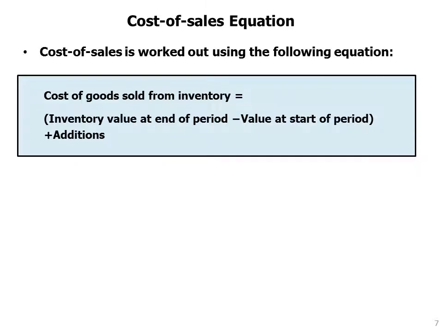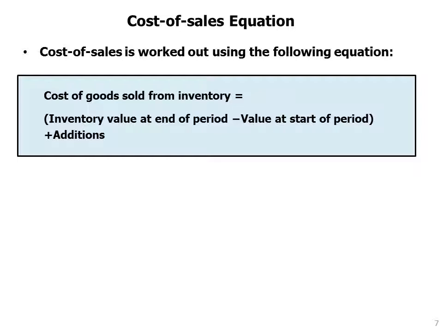Matching the cost of individual items against revenue does not consider wastage, losses from theft, accidental damage and spoilers. And if we do it that way, we'll probably overstate profits. And this is how profit for a period is actually calculated. So cost of sales is calculated this way.